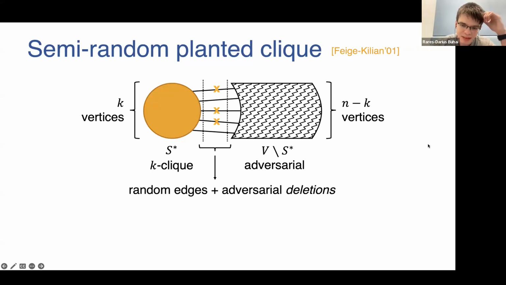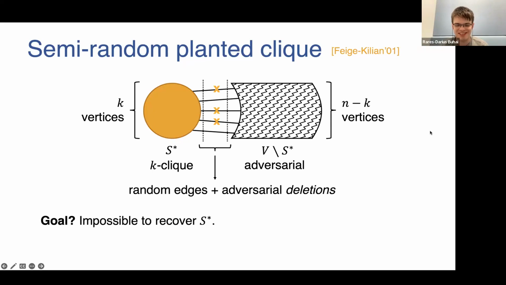Yeah. So what's the goal here? Unfortunately, in this model, it's actually impossible to recover S* at all, simply because in V minus S*, the adversary could simulate up to n over k, basically k-cliques, such that between each of them, you have a random cut. So then it's really impossible to tell which is S* and which is one of them. So this is irrespective of the size of k.